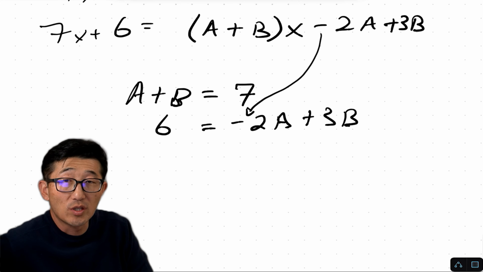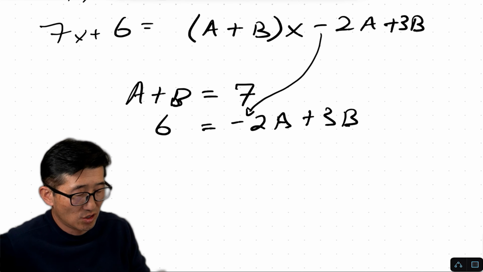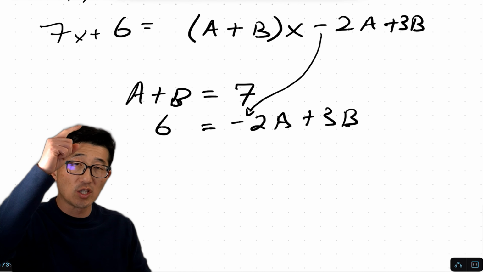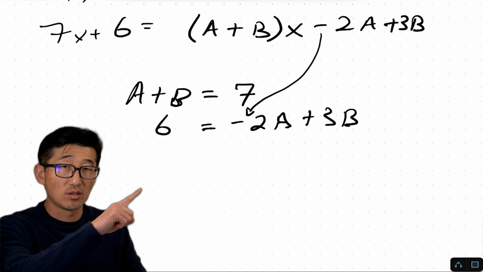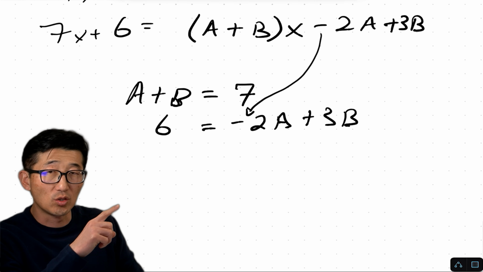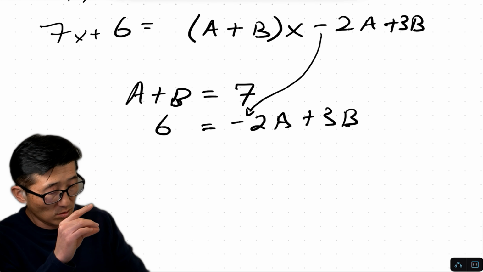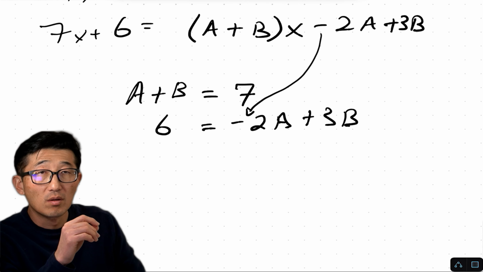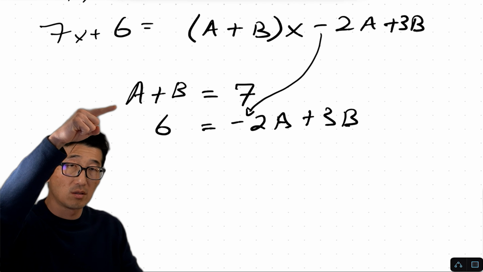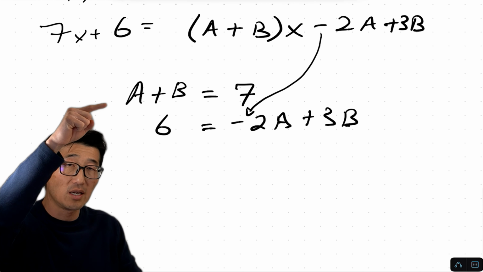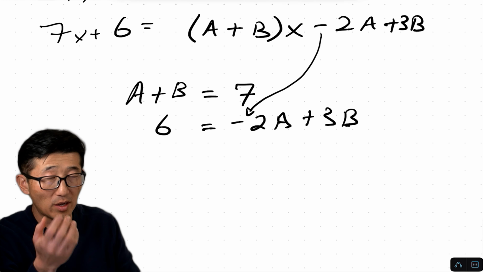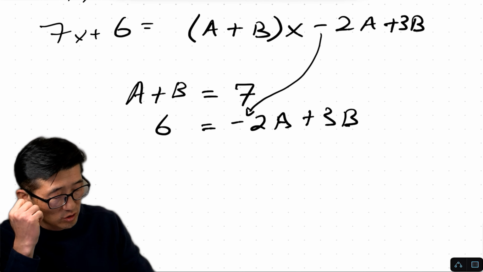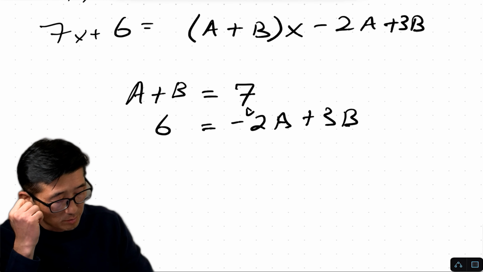Now, of course, how do we solve this? We have to use substitution. We want to take one equation and plug it into the second equation. So what do you want to do? Let's start with the first one. Take that and set it equal to a letter. It doesn't matter if it's A or B. Which one do you want to use? A. Okay.